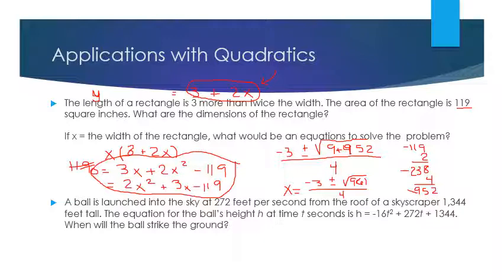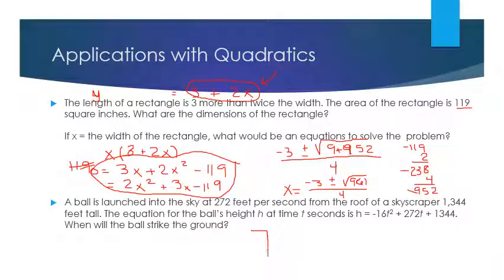A ball is launched into the sky at 272 feet per second from the roof of a skyscraper 1,344 feet tall. The equation for the ball's height at time t seconds is h equals negative 16t squared plus 272t plus 1344. When will the ball strike the ground? So this is one that just requires some thinking.